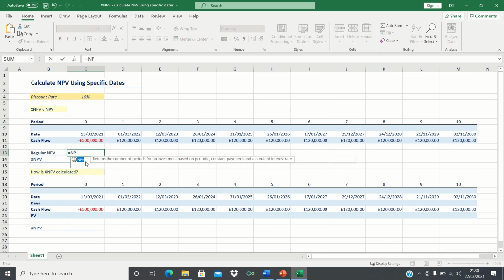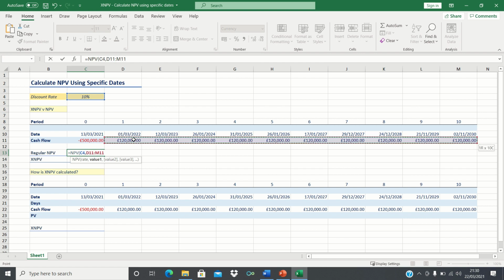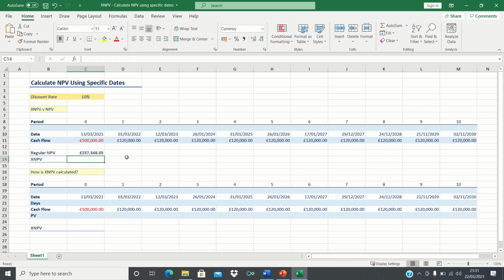So we type equals NPV, first input the discount rate, followed by the subsequent cash flows, and then deduct the initial investment by adding 500,000 since this is already negative. However, this assumes that all cash flows occurred exactly one period after each other, which is not true. As you can see, the date when the cash flow was received varies from period to period.